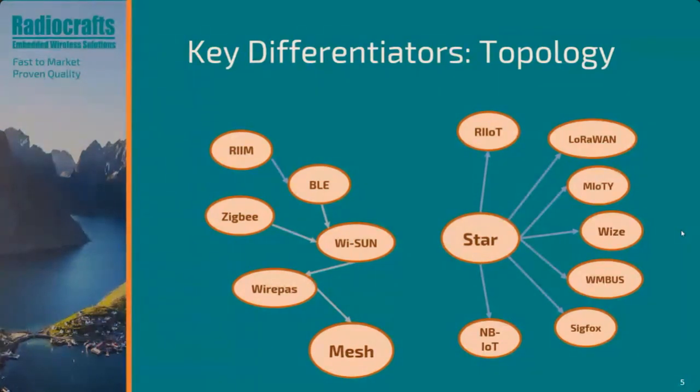As you see in the mesh architecture to the left, we can see the most common examples of mesh networks, like Radiocrafts RIIM, you have Zigbee mesh, WirePass, and so on. While on the right-hand side, and arranged in the star topology, you can see some of the most common star topology networks, like WISE, MIoT, and of course, LoRaWAN.